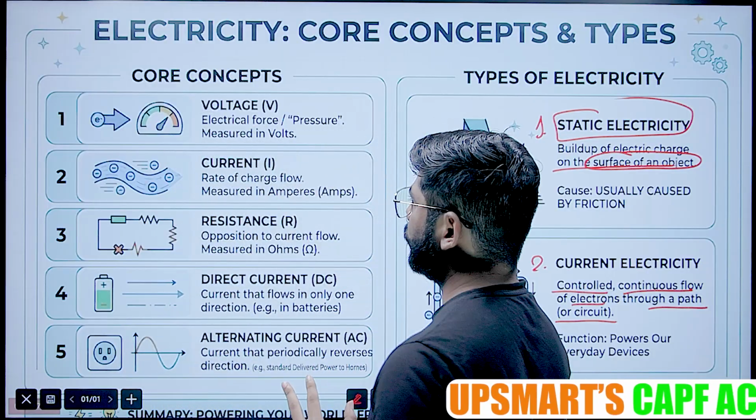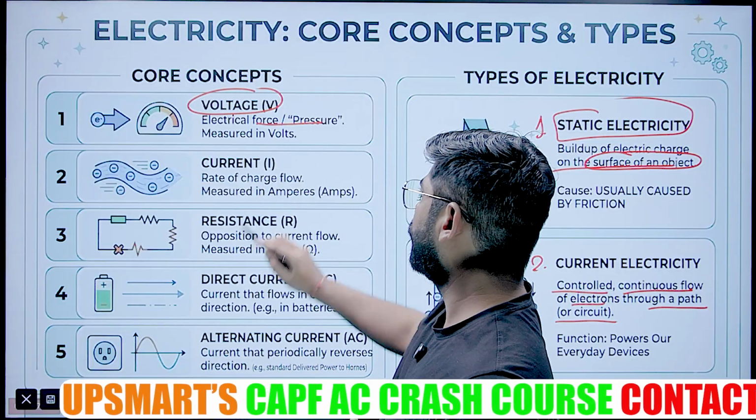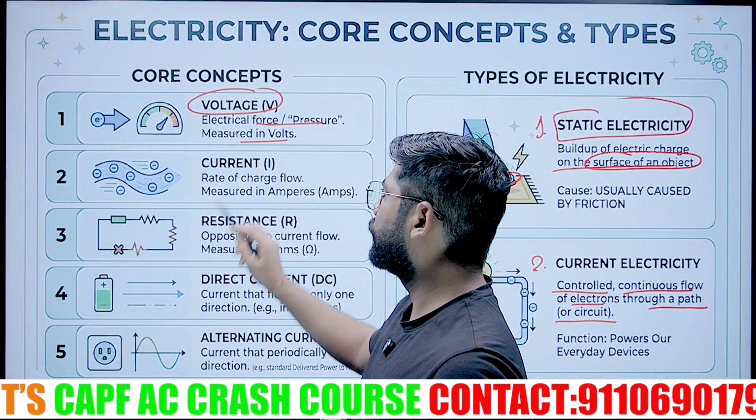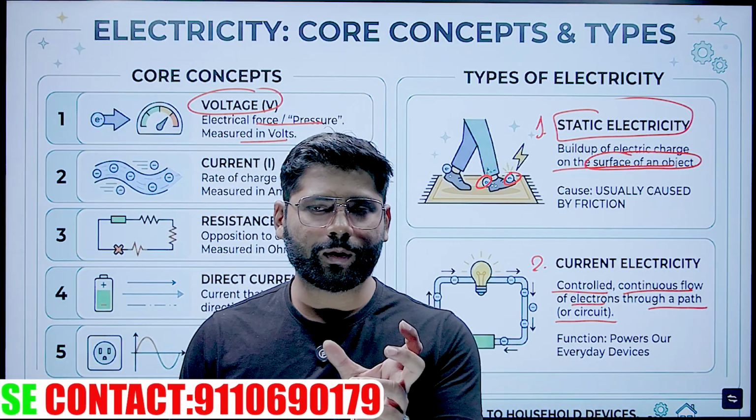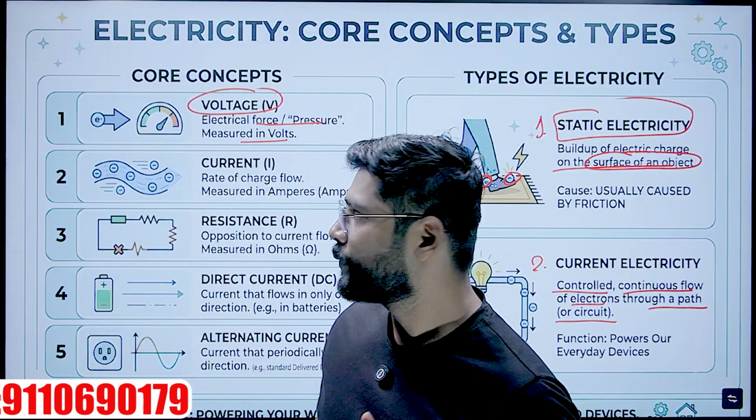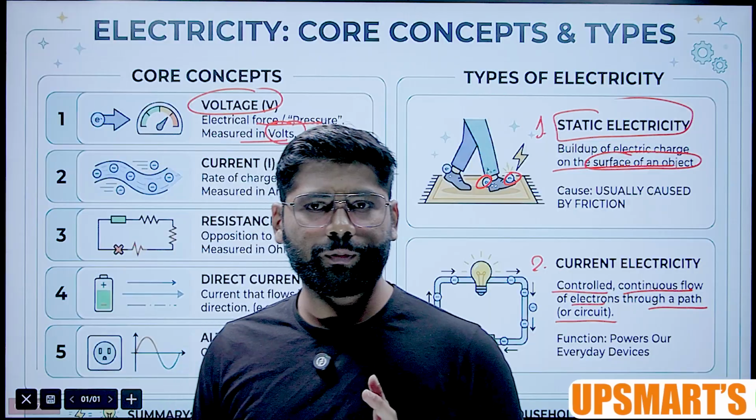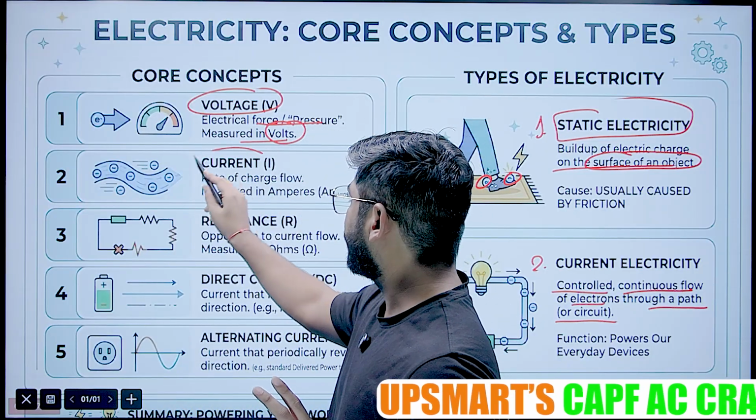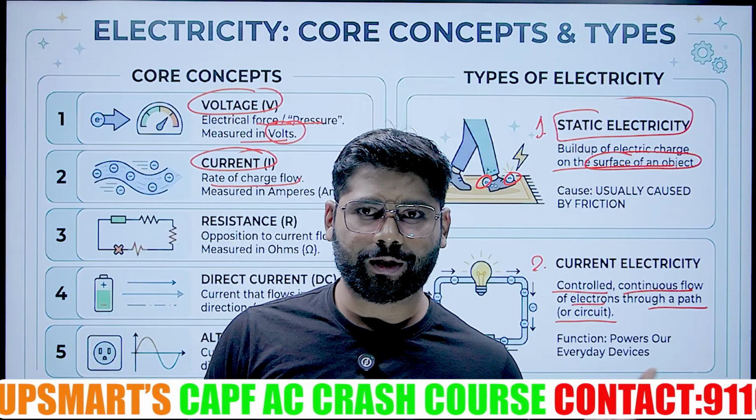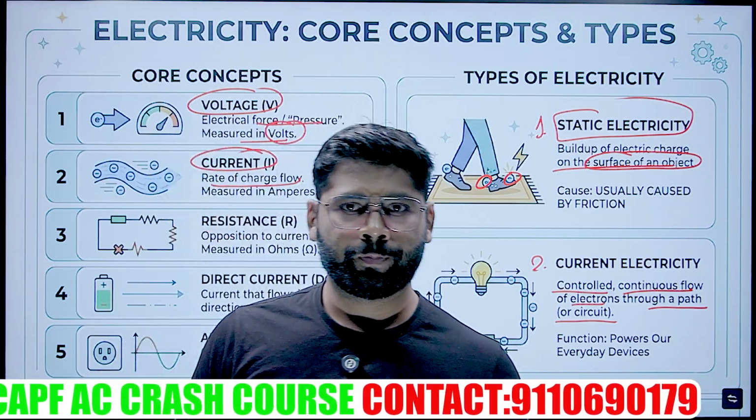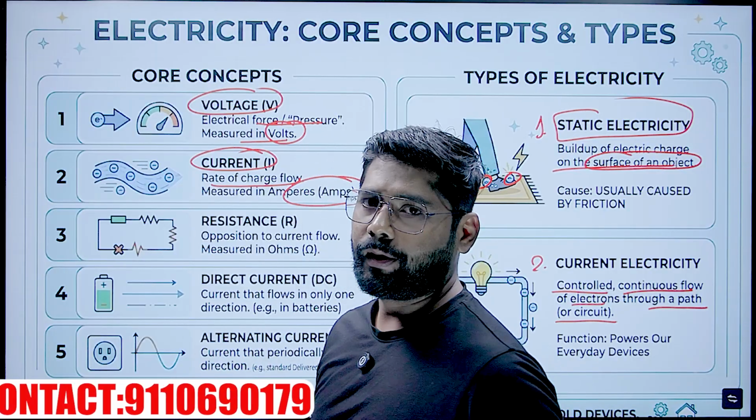The other key concepts associated with electricity: first is voltage. What is voltage? It is the force or pressure measured in volts. We mostly call it 440 ka jhatka, which is nothing but measuring the pressure or the force. And in which unit do we measure it? The SI unit is the volt. Second is current. Current is nothing but the rate of charge flow, the rate at which the negative charge flows. We measure it in amperes.